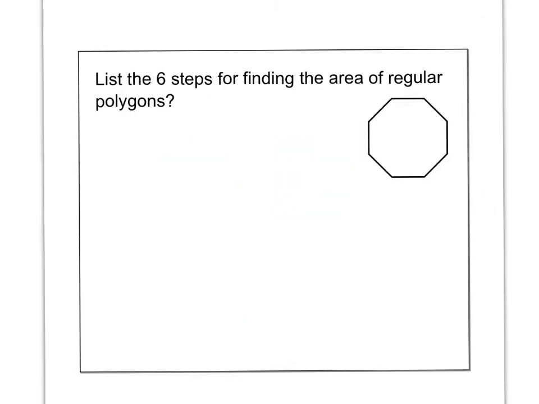All right, go ahead and pause the video and try to list the 6 steps for finding the area of a regular polygon. That's like a pentagon, hexagon, heptagon, octagon. Remember, regular means all the sides are the same length, all the angles are the same size. So pause the video and try to write down the 6 steps.